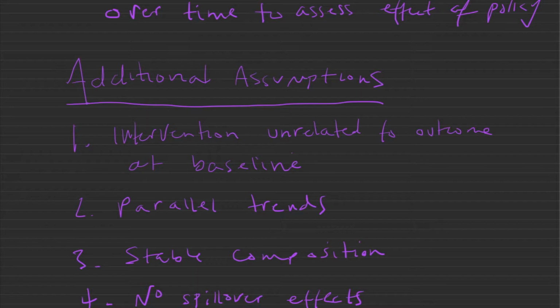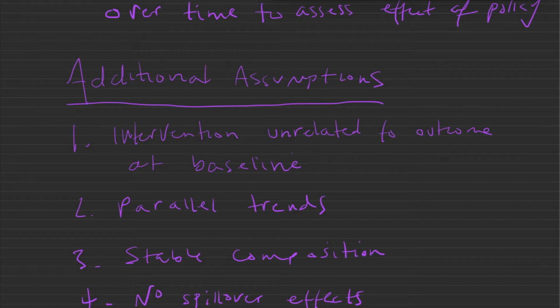Next, we require that the composition of intervention and control groups, or other comparison groups, is stable for repeated cross-sectional design. All right, so we're thinking about the distribution of demographics and so on is stable. It's not changing across groups over time.